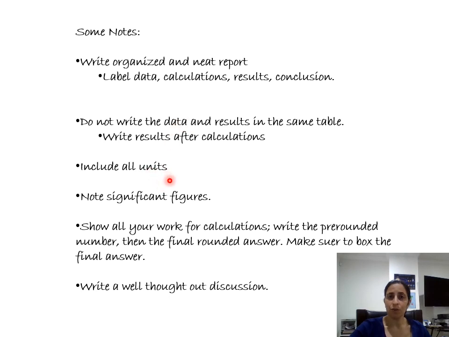Make sure to include all the units when necessary. Note correct significant figures. This is probably the place where students lose the most points all semester. Make sure to show all of your calculations and all the work that you do for the calculations, and to write a well thought out discussion. Okay.